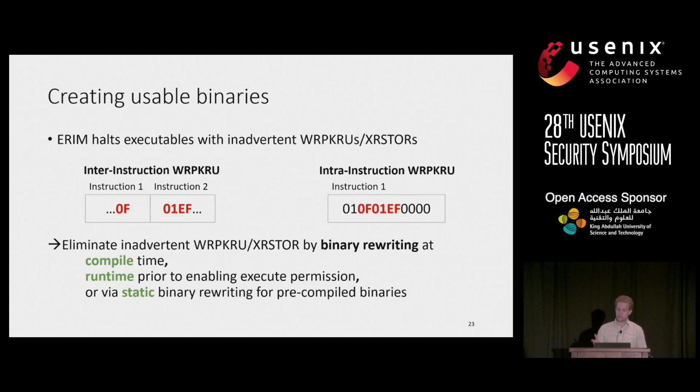With ERIM, we rely on binary rewriting to eliminate these inadvertent but unsafe WRPKRUs. So the rewriting here can be integrated either into your compilation process prior to enabling the execute permission at runtime, or statically by rewriting the binary before the application starts. We have devised 7 rewrite rules to generate semantically equivalent instructions without the unsafe sequences that you see here.